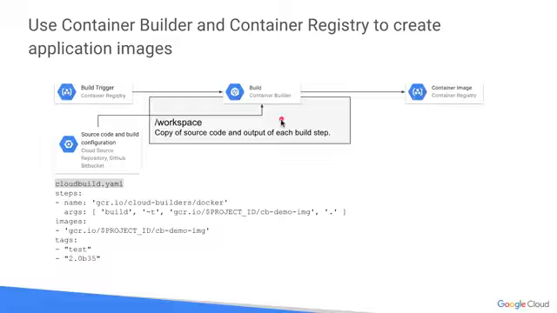Container Builder mounts your source code into the /workspace directory of the Docker container associated with a build step. The artifacts produced by each build step are persisted in the /workspace folder and can be used by the following build step. Container Builder automatically pushes the built container image to Container Registry.